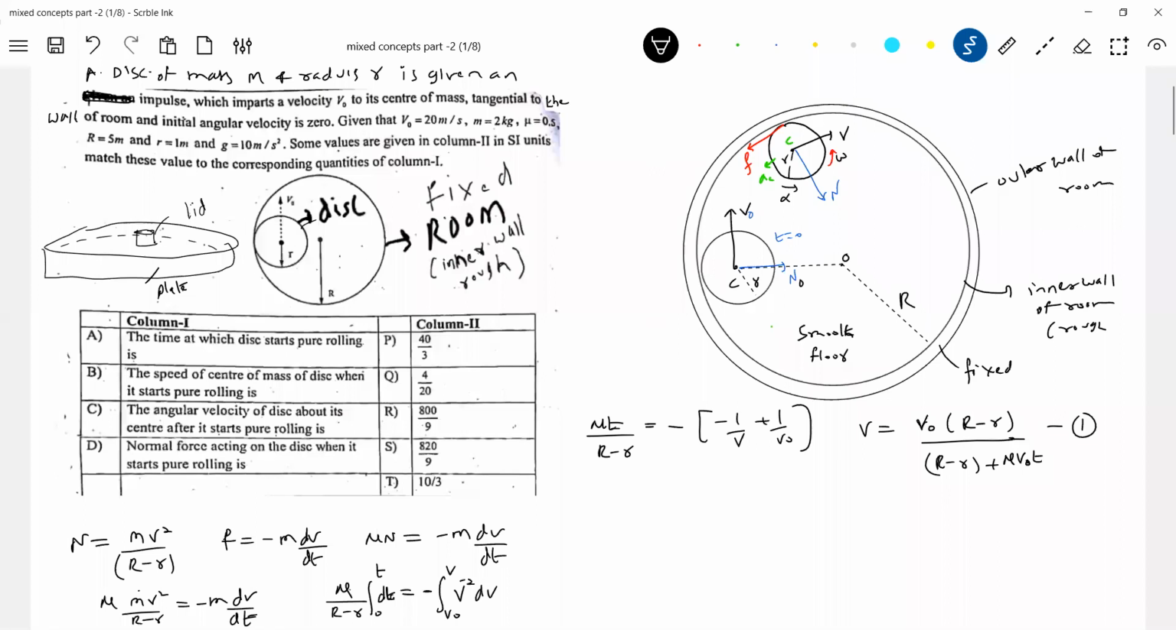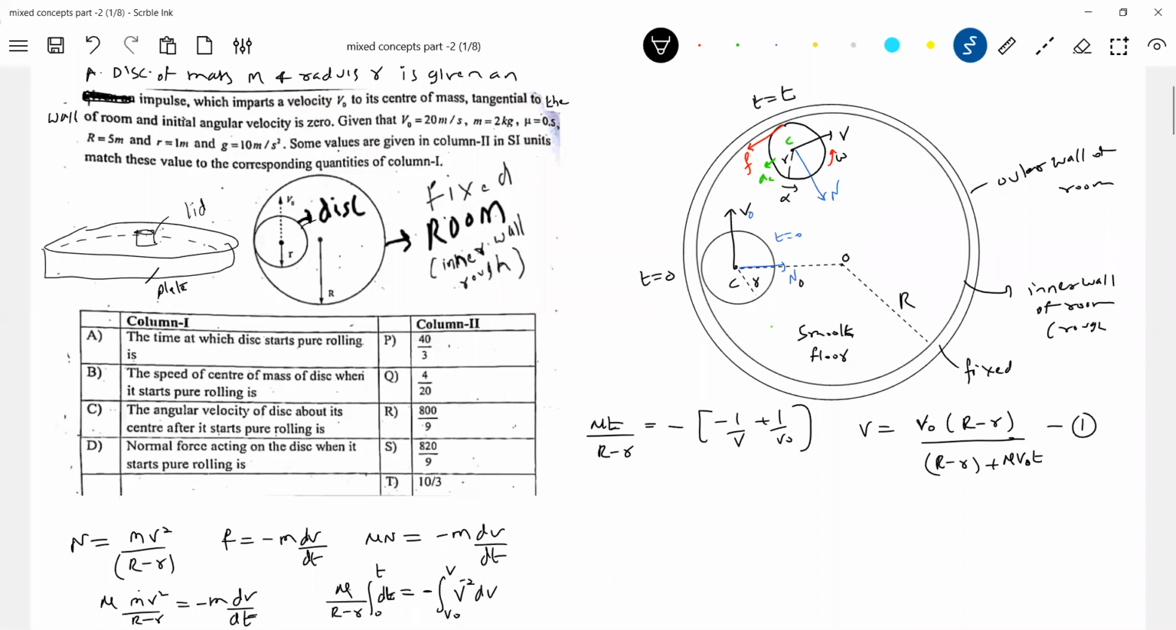Now let's come to the rotational motion. The friction acting here comes from the rough surface between the inner wall and the disk. Initially it will slip. This is at t equals 0, and this is at any time t, where the disk will be here. What is the speed of the disk at any time t? We got this.